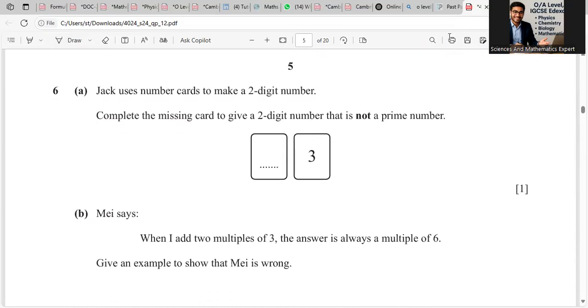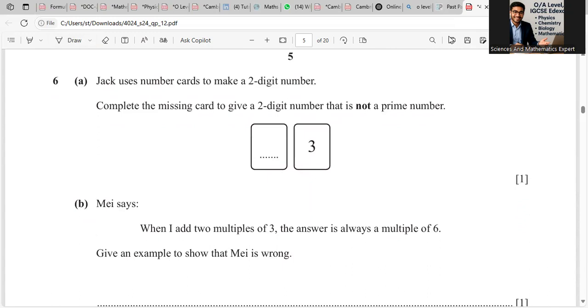After that, he is moving to a probability question. Let's see. Jack uses number cards to make 2-digit numbers. One is 3, that is specified already. Now he is saying to complete the missing card so the 2-digit number is not a prime number. If I go for 13, that is prime. 23 is a prime number also. 43 is prime. 33 is not a prime number.